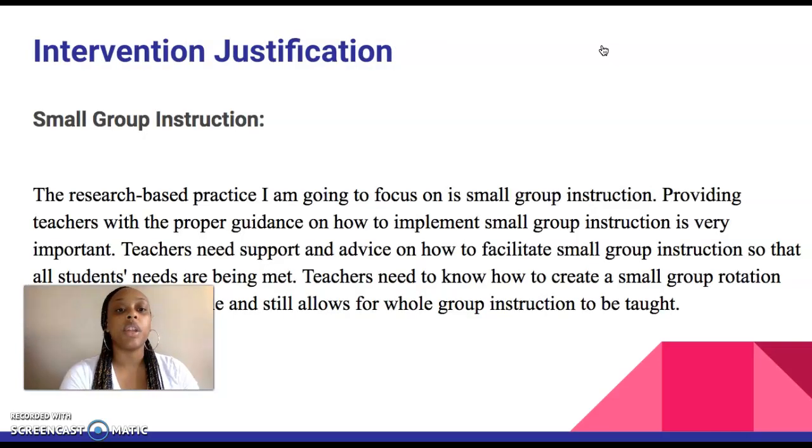And so the intervention that I decided to focus on is small group instruction. So this research-based intervention I'm focusing on, again, is small group instruction. It allows the teacher to deliver the information to the students in a small group. Some students may not feel as confident answering questions in whole groups. So small groups allow students to have that teacher attention and ask those questions in small group instruction.